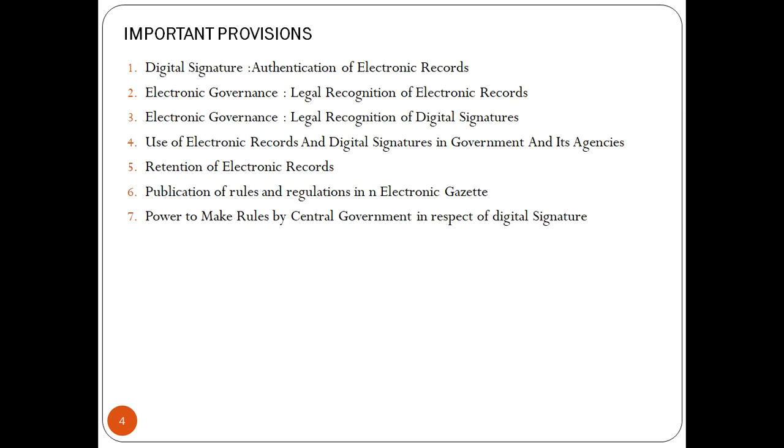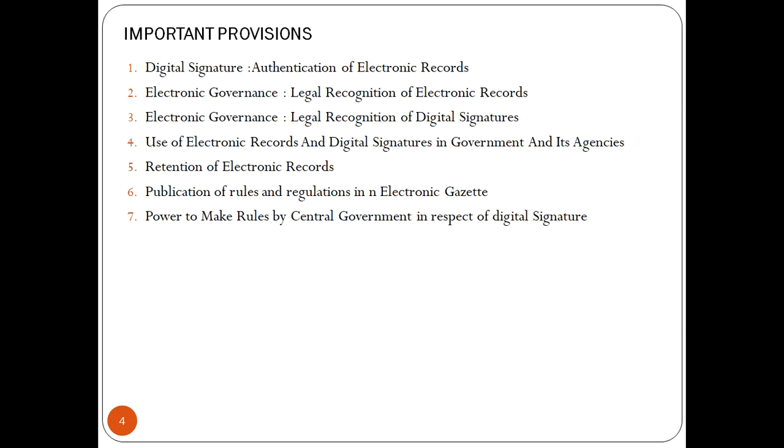Next, fifth one is retention of electronic records, where any law provides that documents, records, or information shall be retained for any specific period. Then that requirement shall be deemed to have been satisfied if such documents, records, or information are retained in the electronic form, if the information contained therein remains accessible so as to be usable for subsequent reference. The electronic record is retained in the format in which it was originally generated, sent, or received, or in a format which can be demonstrated to represent accurately the information originally generated, sent, or received.